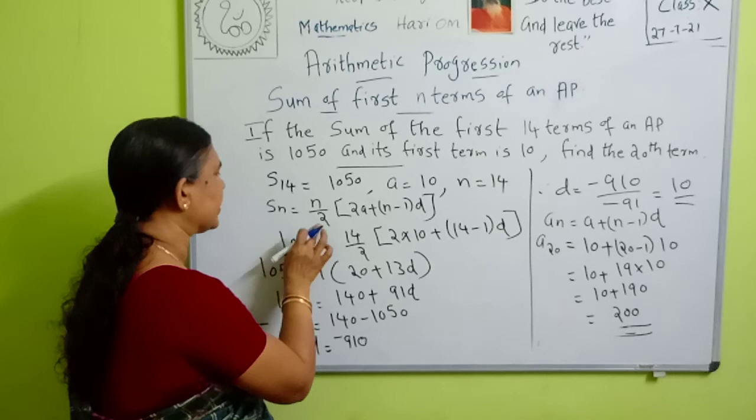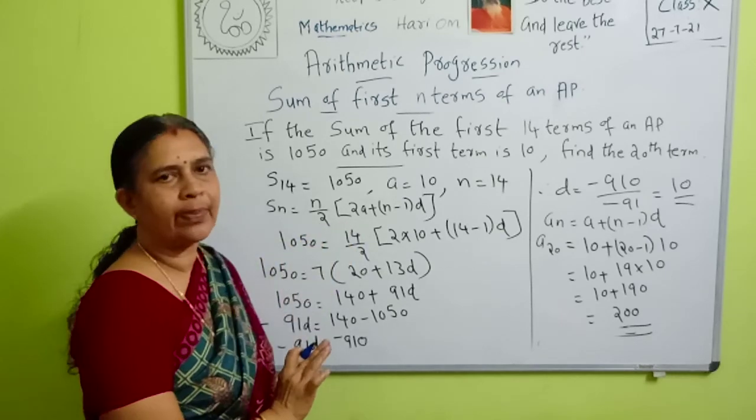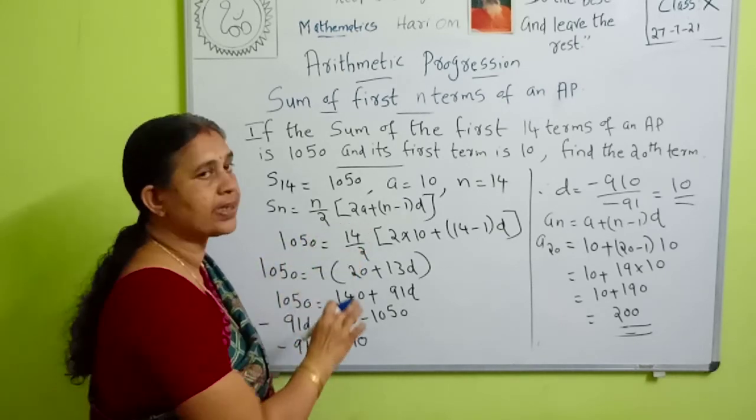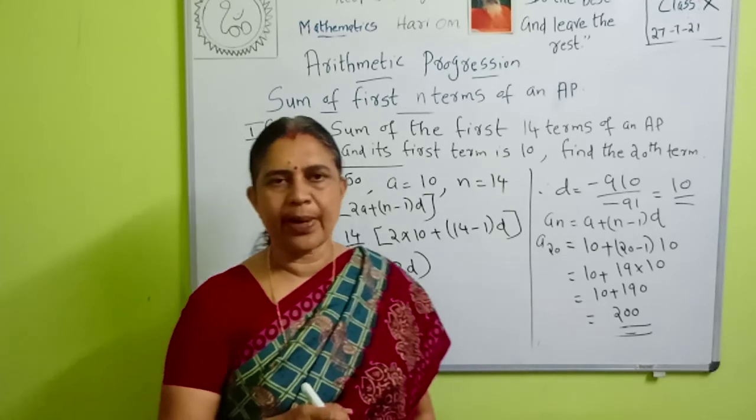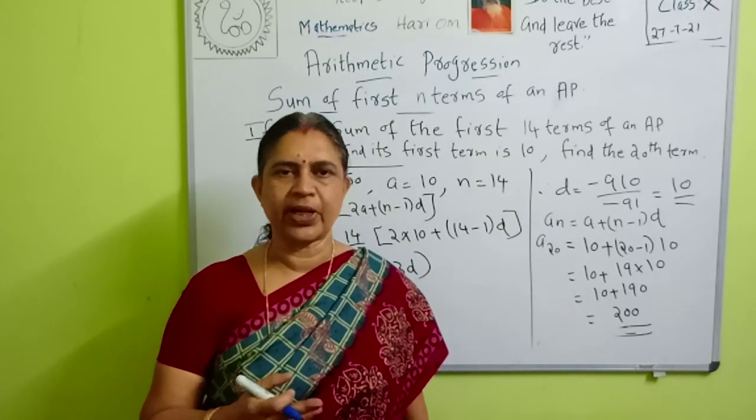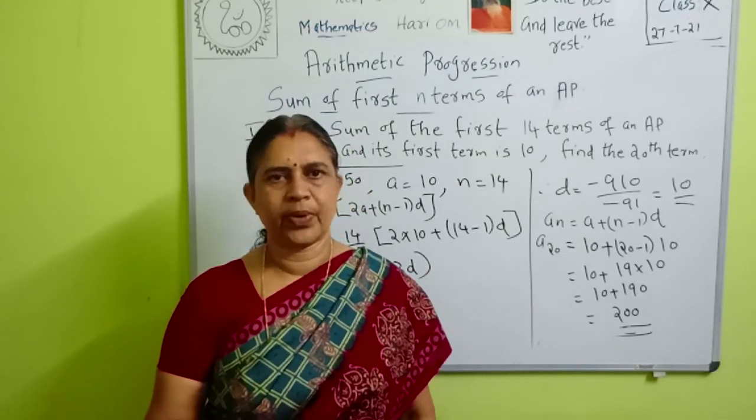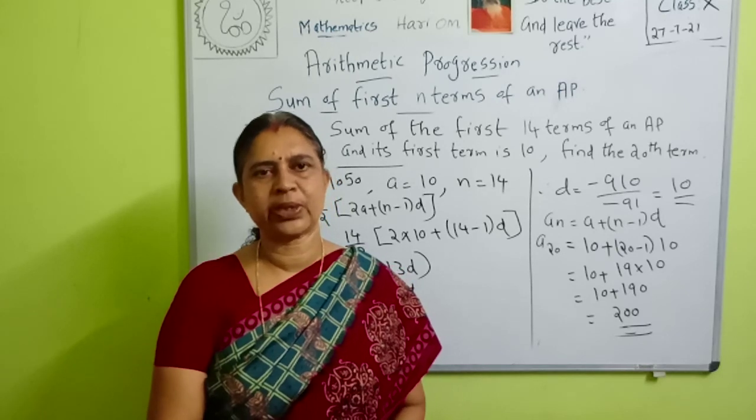First formula is Sn is equal to n by 2 into 2a plus n minus 1 into d, and second is Sn is equal to n by 2 into a plus an, or n by 2 into first term plus last term. Okay? We can do more questions in the next class.